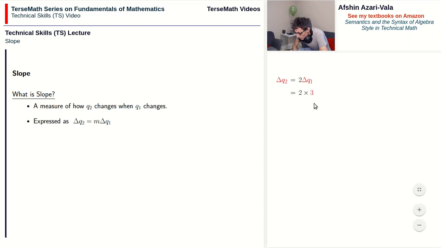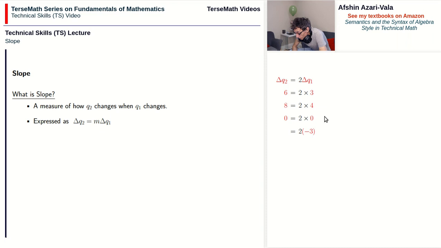And if Q1 changes by 3 units, Q2 changes twice as fast. Q2 changes by 6 units. And if Q1 changes by, let's say, 4 units, Q2 still changes twice as fast. It will go up by 8 units. So every time Q1 goes up by 4 units, Q2 will go up by 8 units. And if Q1 goes up by 3 units, then Q2 will go up by 6 units. And you can do this for any number, even 0. If Q1 doesn't change, then twice 0 is 0, so Q2 doesn't change.